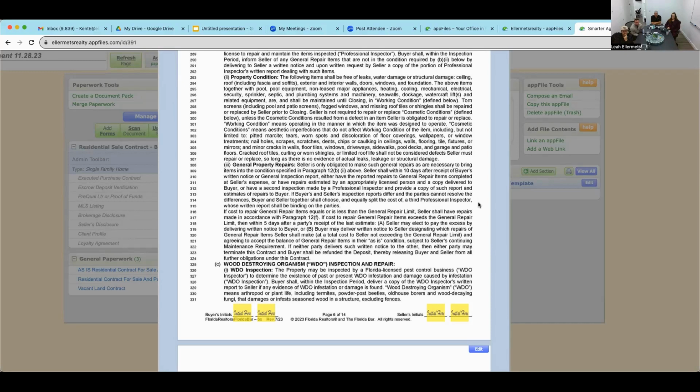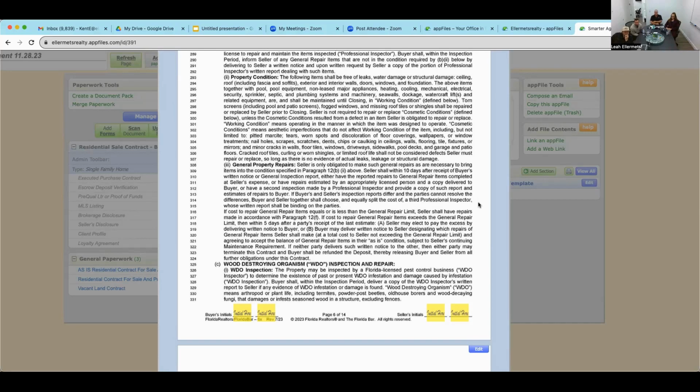What if the cost to repair general repair items equals or is less than the general repair limit? The seller shall have repairs made in accordance, boom. If the cost to repair general repair items exceeds the general repair limit, then within 5 days after a party's receipt of the last estimate, the seller may elect to pay the excess by, this is the nice part.